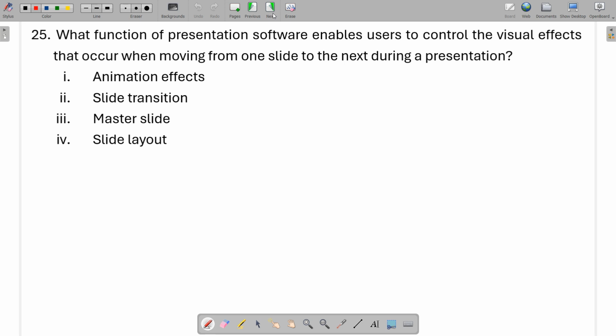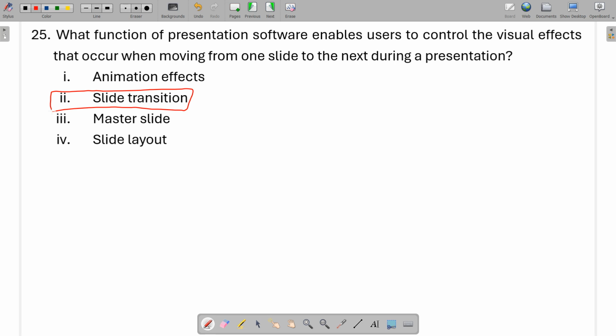25th, what function of presentation software enables users to control the visual effects that occur when moving from one slide to the next during the presentation? So when you are moving from one slide to another, if any particular visual effects are going to happen, that is the slide transition animations. So definitely the answer is going to be the slide transition option, which will allow you to have different kinds of transitions if you want, or you can have the same transition for all the slides, right?